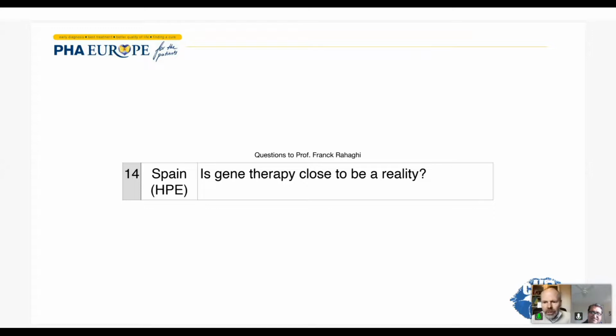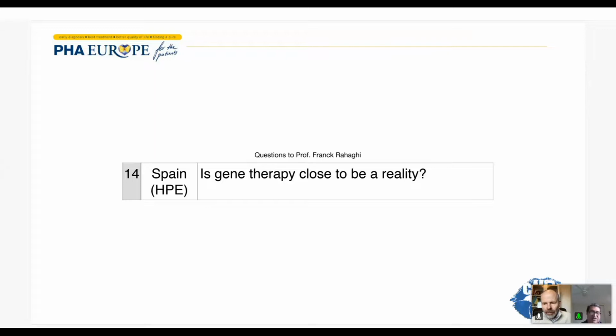Spain: is gene therapy close to being a reality? No. Short answer. I've heard some people talk about gene therapy. One of the reasons it takes time is that there is not too much money for pharmaceutical companies in this. No. Have you heard gene therapy work in anything else? We're not behind. It just doesn't work. It's really hard to crack that code, for the reasons we already mentioned.